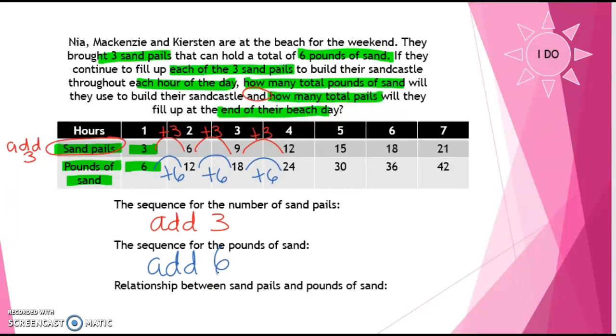Now we want to find the relationship between sand pails and pounds of sand. So we need to think to ourselves, okay, now we're going to look at this a little bit differently. We are going to see that at the end of their day, because this is what this was asking and I gave it to you, after 7 hours, we're going to have 21 sand pails, and we're going to have 42 pounds of sand. So now we need to look at the relationship between these 2 numbers.